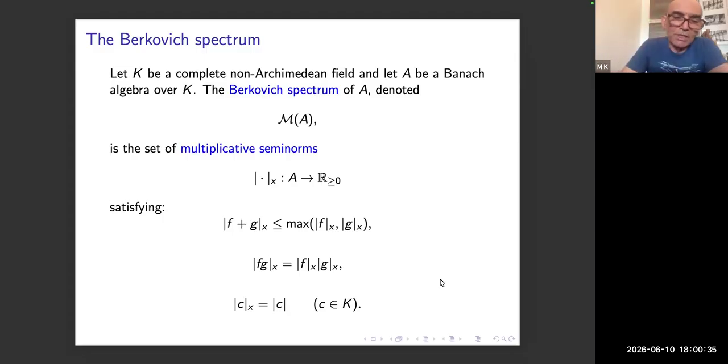The only condition that we have to be a little careful is that the seminorm should actually extend the valuation, the absolute value that you already have on K. So we are assuming, of course, A to be unital. So we are assuming that K embeds in A through this unit. So we want to extend this absolute value that exists on K into a multiplicative seminorm. So that's the Berkovich spectrum.